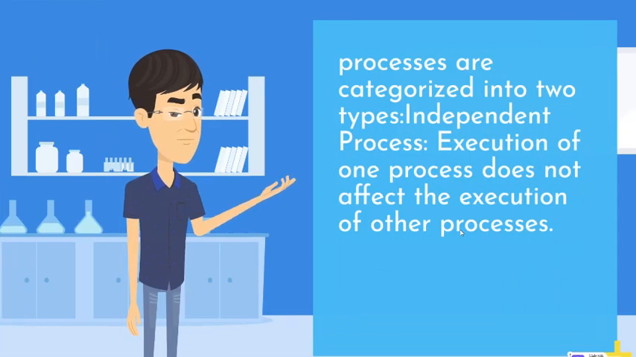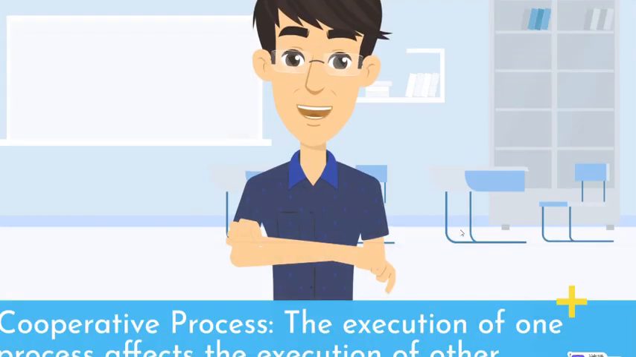Processes are categorized into two types. Independent process: execution of one process does not affect the execution of other processes. Cooperative process: the execution of one process affects the execution of other processes.